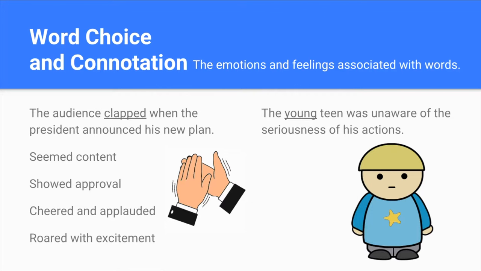Let's look at this example. The young teen was unaware of the seriousness of his actions. Think about these different words instead of young: innocent, naive, rebellious, and accused. All of these words would change our opinion of the person. This is what bias is, and this is why we need to pay attention to the feelings and emotions associated with words and be on the lookout for strong language so that we can identify bias when it shows up.